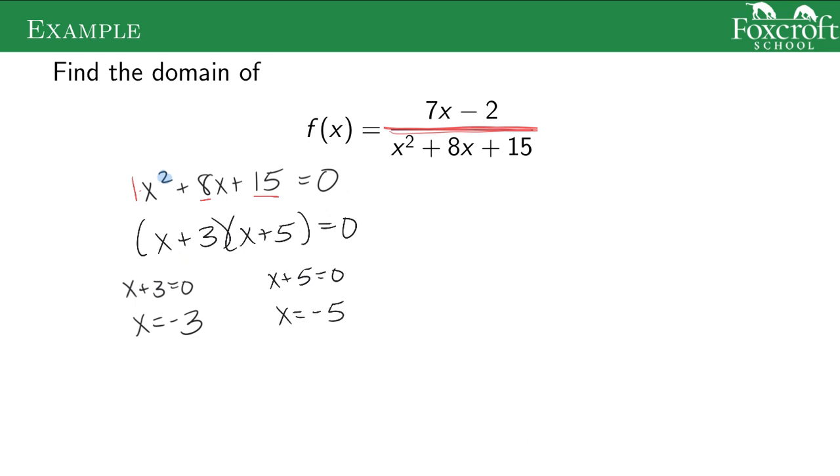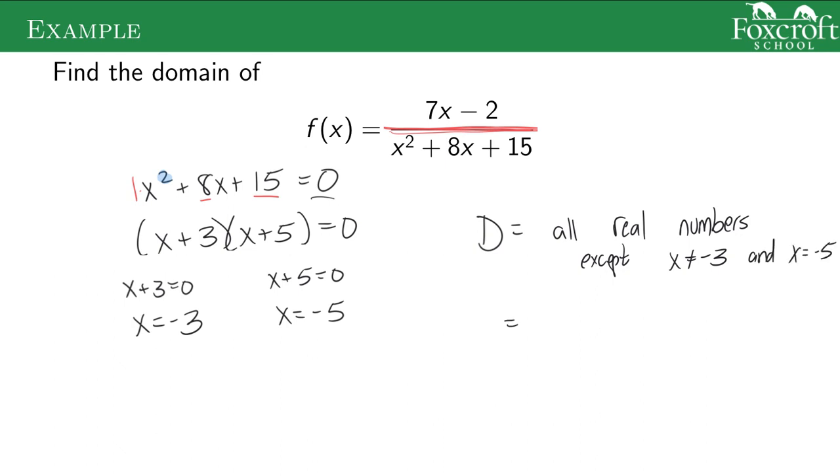All right, so those, again, are the bad values. Those are the values I cannot plug into my rational because that would make me try to divide by 0. And 0 is the one thing you can't divide by. So now I can say my domain is all real numbers except x cannot be -3 and x cannot be -5. All right, so that's the way you could write it out in words.